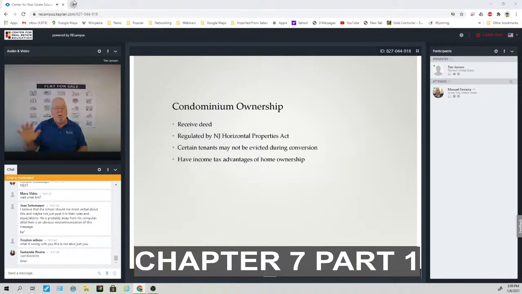So there are many different types of corporate ownership of property, and we're not going to go into all of them or even discuss any of them. We're just mentioning that these are different types of corporate ownership interests. Condominium ownership. Let's go there.